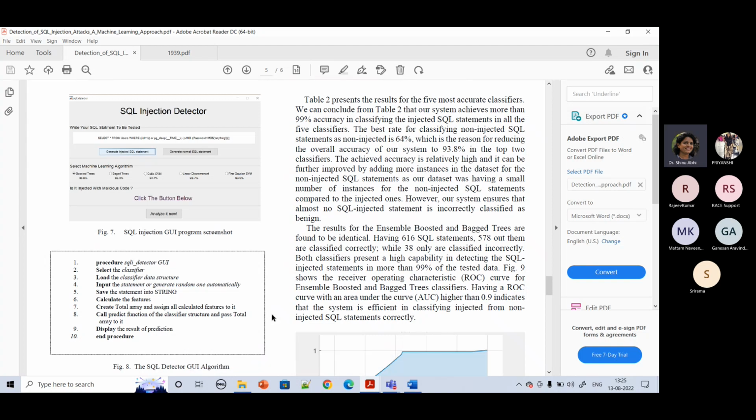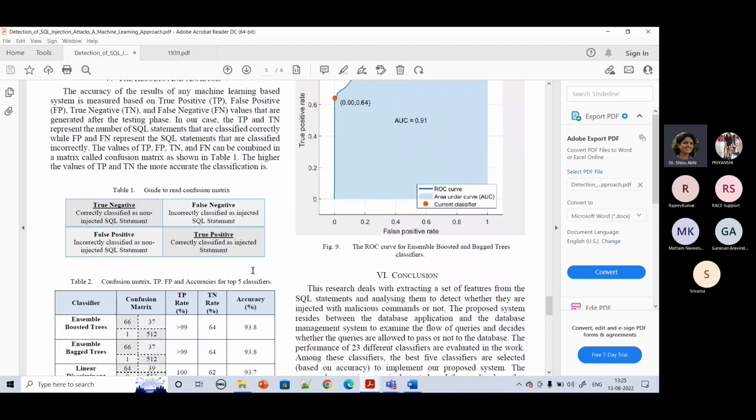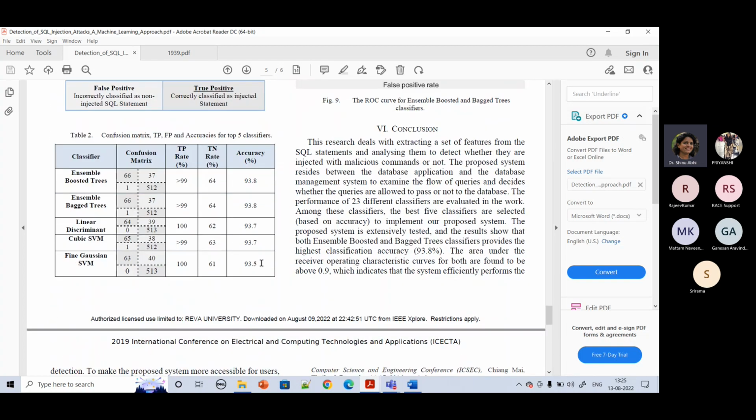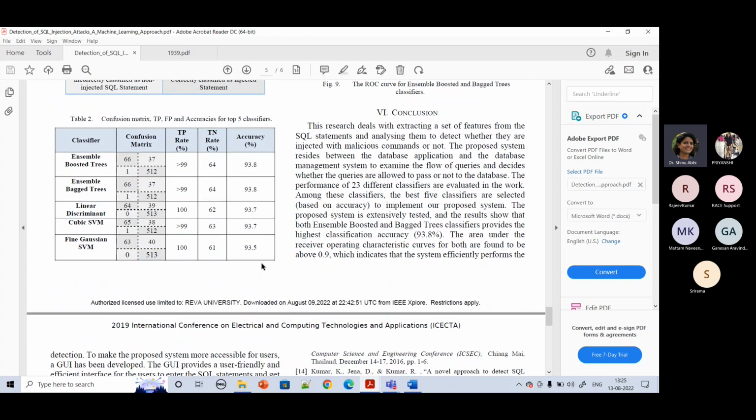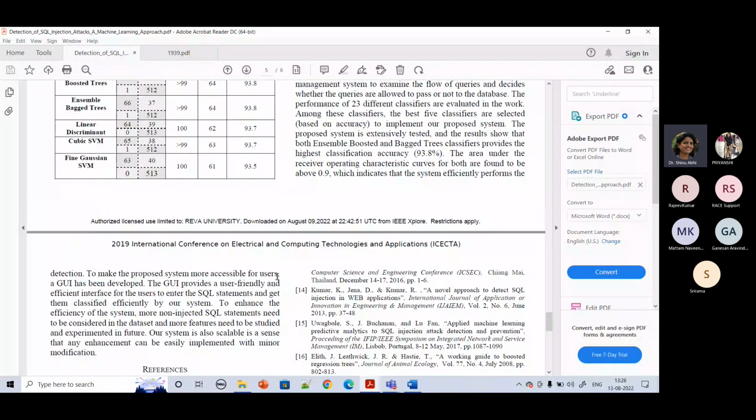It's already there, no? So the question that would immediately come in is, what exactly is the gap you find? Can you go to the conclusion part of this paper? They would have written what is the future work on this project, right? See, look: to enhance the system, more non-injected SQL statements need to be considered in the dataset, and more features need to be studied, and experimentation can be done for future. That sentence, right? If you want to build on that, it is allowed.